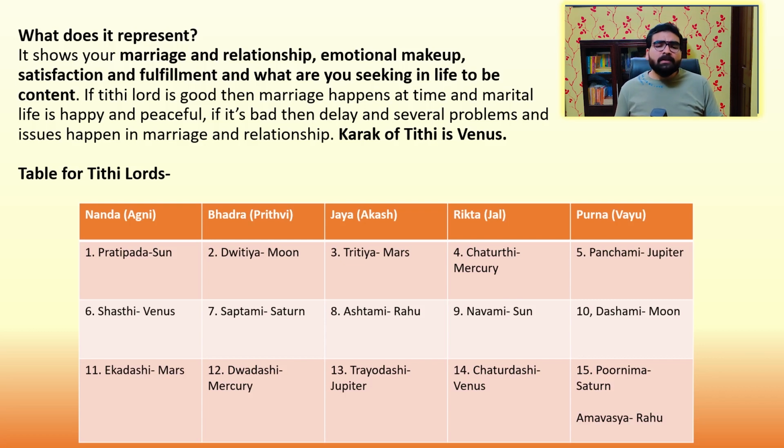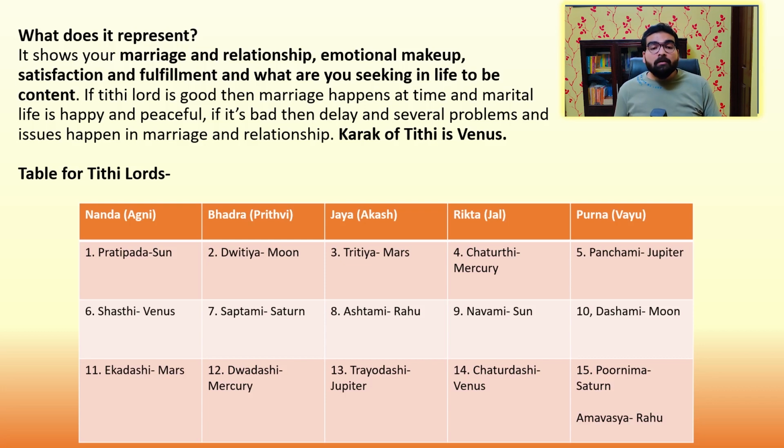Who is the Lord? Simple, it's easy to remember. It goes in the sequence of the weekdays, like Sunday, Monday, Tuesday, Wednesday, Thursday, Friday. So for Pratipada, the first lunar day, the Lord is Sun. Then for Dvitiya it is Moon, Tritiya Mars, Chaturthi Mercury, Panchami Jupiter, Sashti Venus, Saptami Saturn, and Ashtami it is Rahu. Remember, Ashtami is Rahu. Navami again starts with Sun, Moon, Mars, Mercury, Jupiter, Venus. Then Purnima Lord is Saturn. And when you go to the Krishna Paksha, Amavasya Lord will be Rahu.